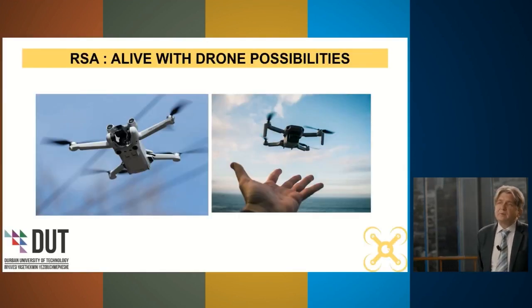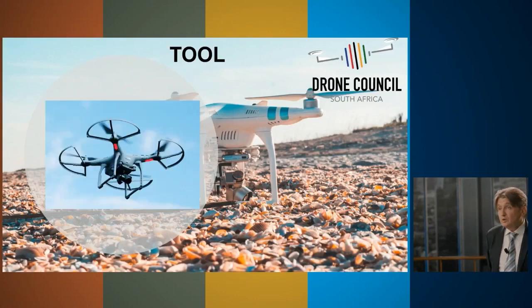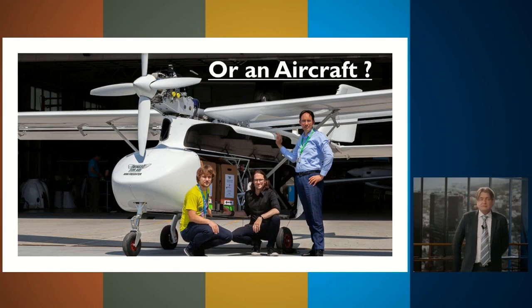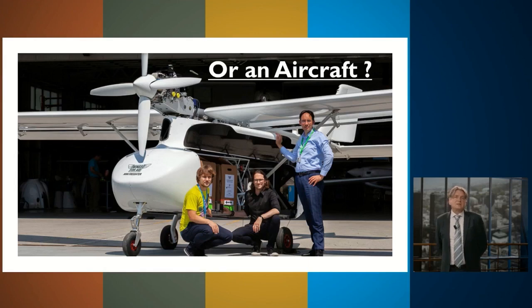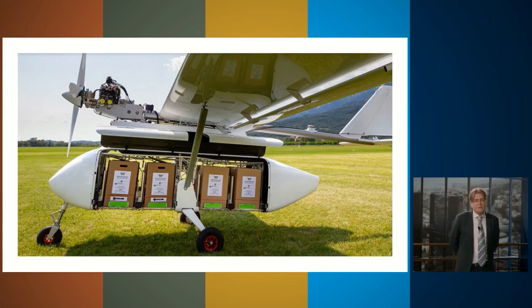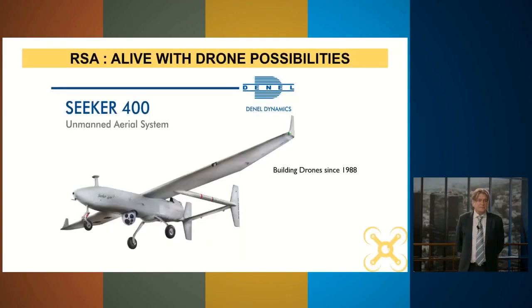A drone can be a toy, it can be a tool, depending on how you use it, or it can be an aircraft. On the screen, you can see a picture of an aircraft that is a fully fledged drone. There is no space for a pilot, and it weighs, I think, 750 kilos, got a 14-meter wingspan. The possibilities within the drone space are actually endless. Here we see a side picture. This drone is used for food deliveries into humanitarian missions.